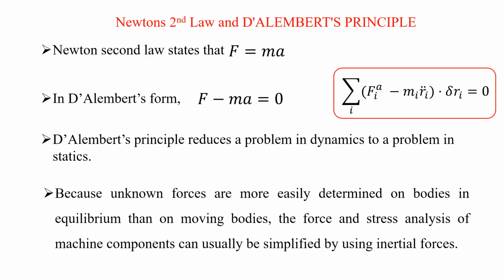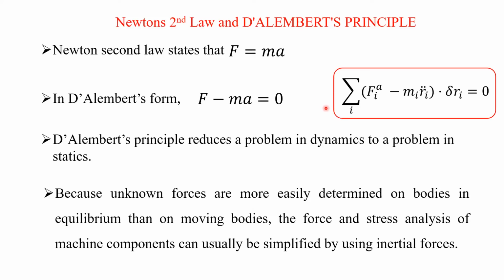Now we will compare Newton's second law and D'Alembert principle. Newton's second law states that F equals ma. As I said, it is for a dynamic system. In D'Alembert form, this is F minus ma equal to 0. Though mathematically both are the same, there is a difference in the aspect of physics. That is, it shows the force which acts on a stationary object, that is, the object at equilibrium, either at rest or slowly moving.